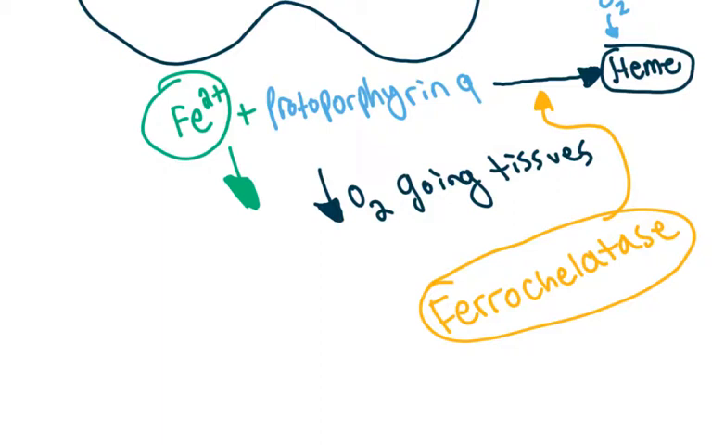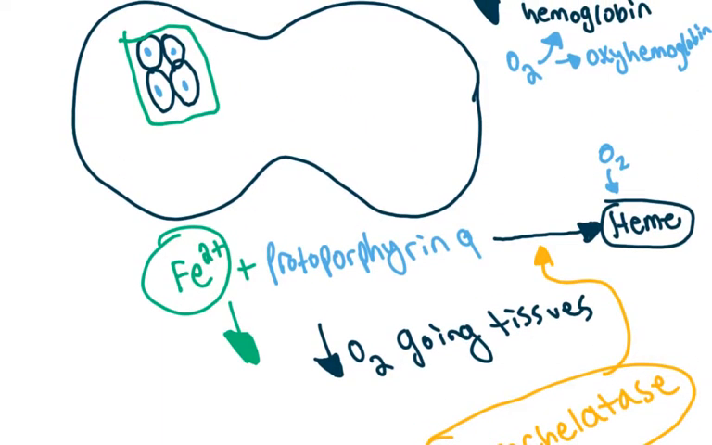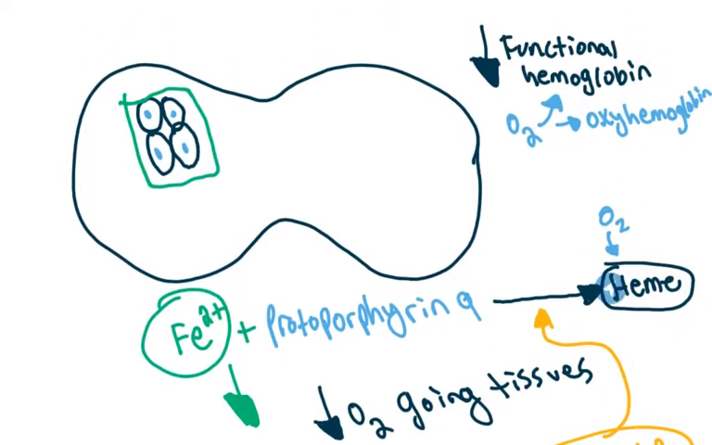react protoporphyrin 9 with iron and then form heme, which is a functional part of our hemoglobin as a whole, right? In our alpha and beta globin chains that make up hemoglobin, we have heme iron groups inside there. That is where oxygen binds. And we said that if we don't have enough heme because we don't have enough iron, we don't have enough functional hemoglobin. And we said that the main part in a red blood cell is hemoglobin.